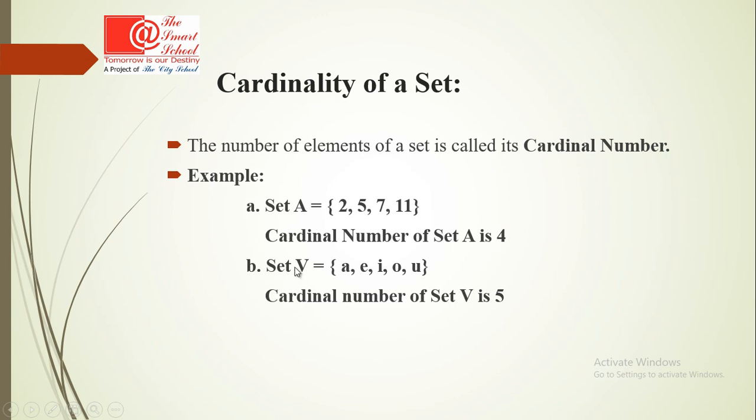Now set V has elements A, E, I, O and U. Now count these: A 1, E 2, this is third, this is fourth and this is fifth. So the cardinal number of set V is 5. So I think this is a very easy concept, that we just count the number of elements of a set and it is called its cardinality or cardinal number.